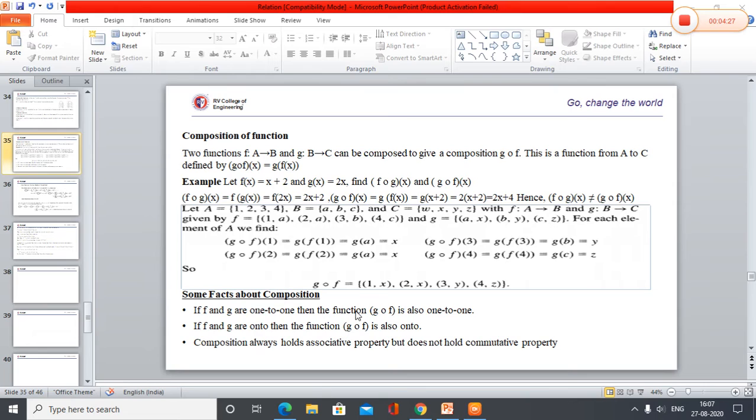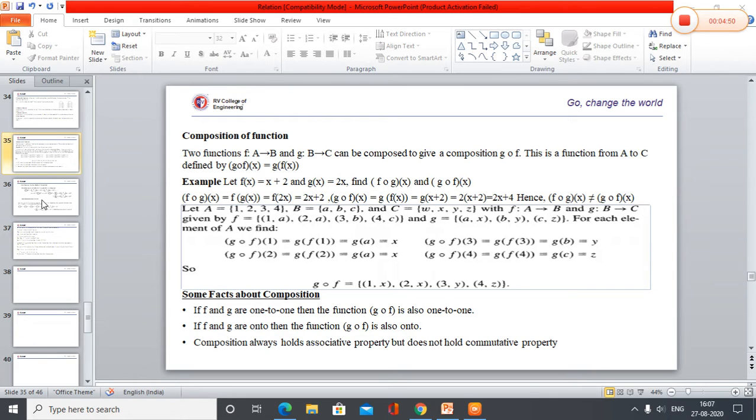Now these are some facts about the composition function. If f and g are 1 to 1, then this function will also be 1 to 1, and if they are onto, then this GOF is also an onto function. And composition always holds the associative property, but it is not commutative. Just now we saw in the first example, FOG is not equal to GOF.